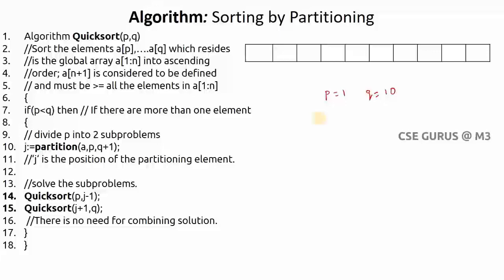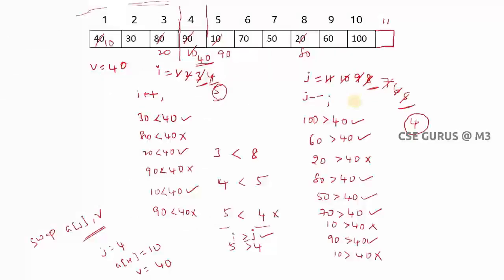If we divide it into 2 parts, then we will actually be making 2 subarrays. In our example, it is divided into 2 parts. Here the P value is 1 and the Q value is 10 initially, but after dividing, the P value will become 1 and the Q value will become 3 for this subarray, and for this subarray the P value will become 5 and the Q value will become 10.